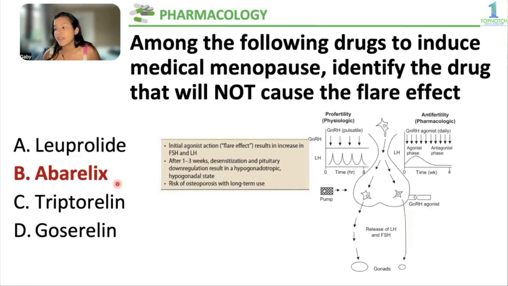Now, what is the flare effect? Ito yung sinabi kong initial agonist phase when you give a GnRH agonist. When you give it continuously, oo, nagiging antagonist siya, but it first has a flare effect. Okay? And this is only seen in GnRH agonists. So after 1 to 3 weeks, nagkaka-antagonist phase na. Pero, you still have that initial flare effect seen only in your GnRH agonists.